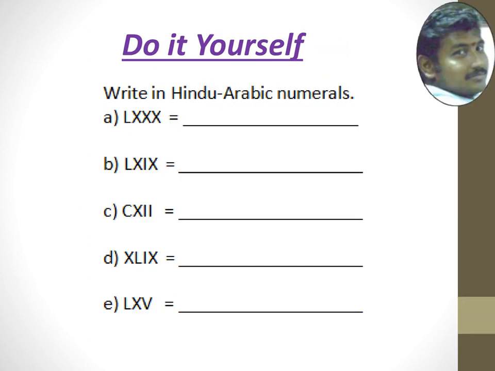Here you see L, triple X. L stands for 50, X for 10. So 50 plus 30. So the answer is 80. In this question we get this. So same way you can proceed and finish all the sums.